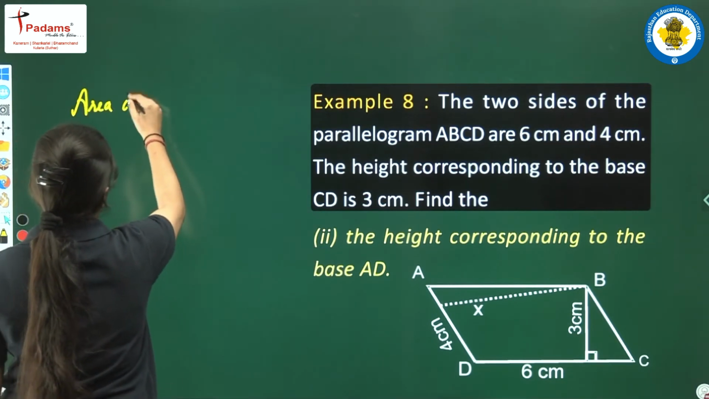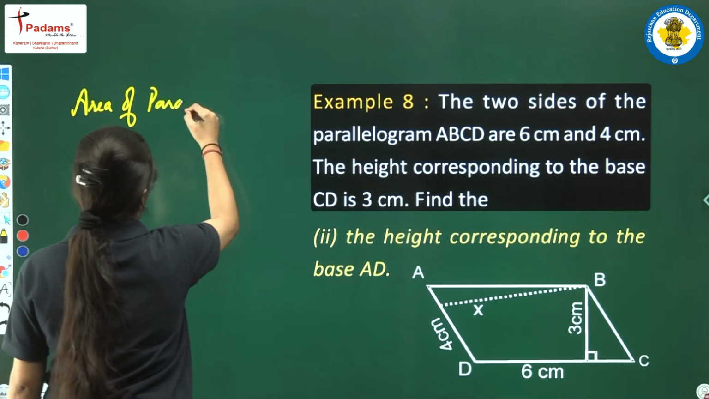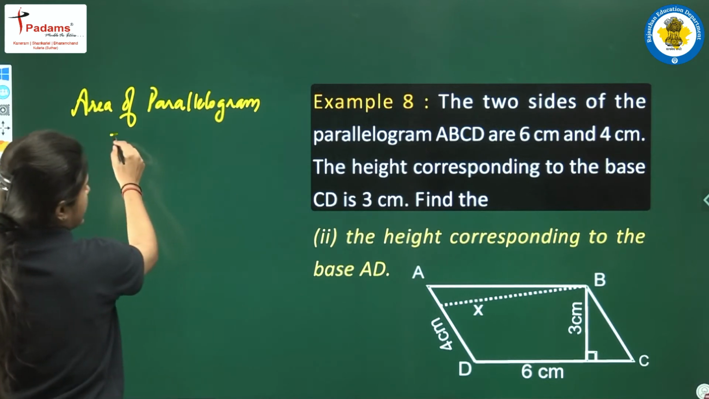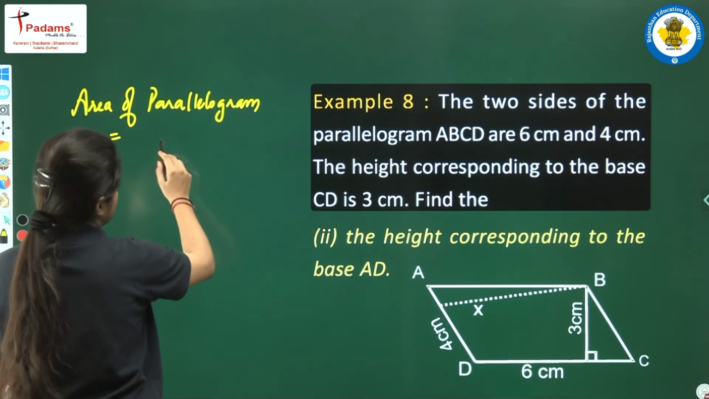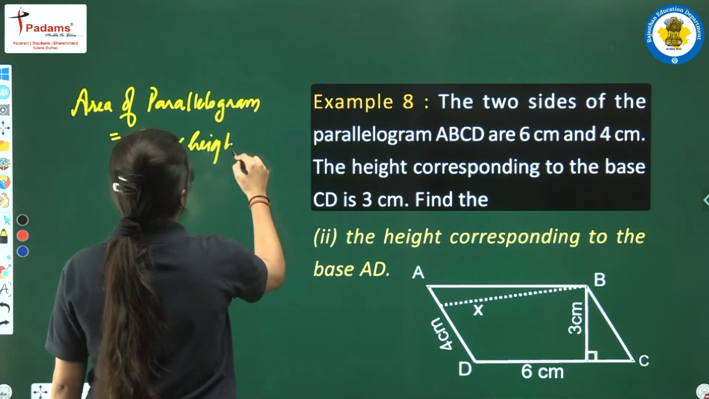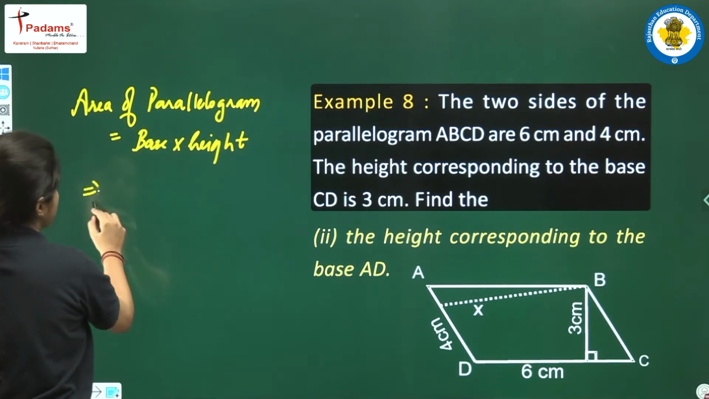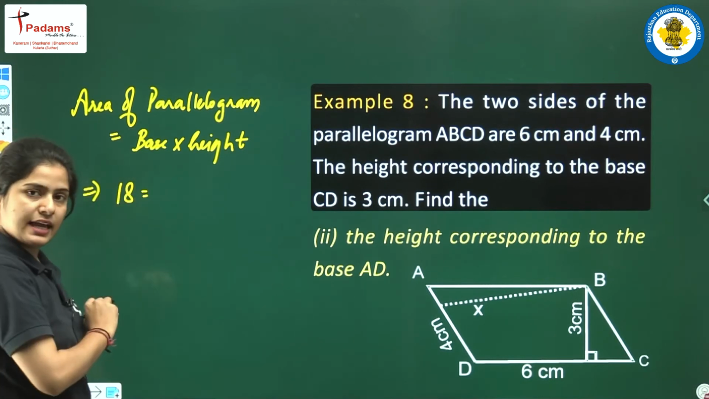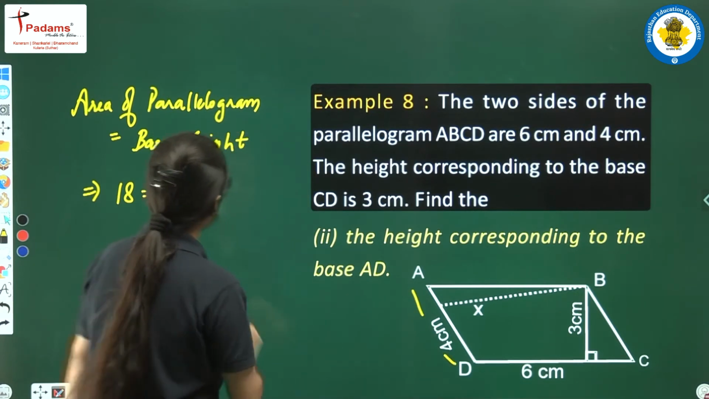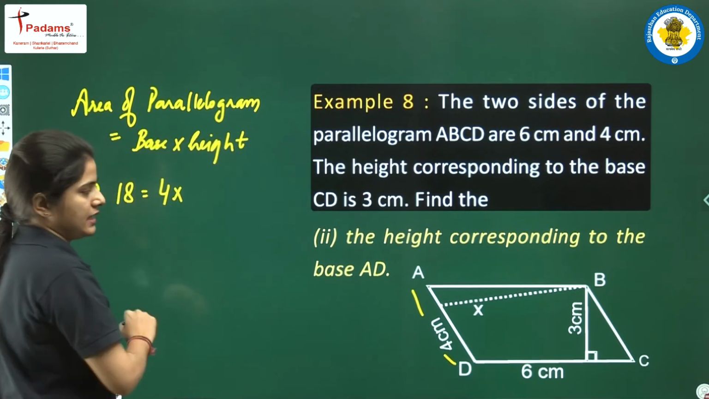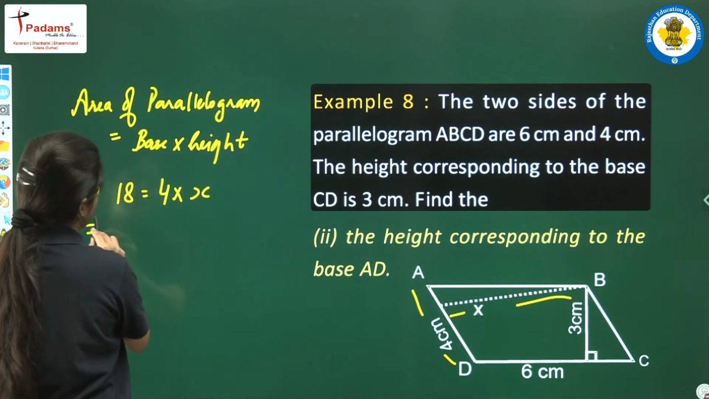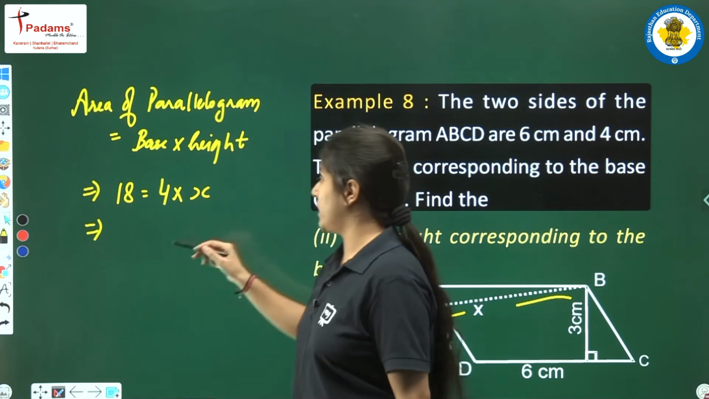Area of parallelogram is equal to, have a look, base into height, right? We know that area of parallelogram is equal to 18. We know that this is 18. So this 18 is equal to, students, what is the base? 4. How much is the height? x. Okay, this is what we need to find, we need to find x. So 18 is equal to 4 into x.